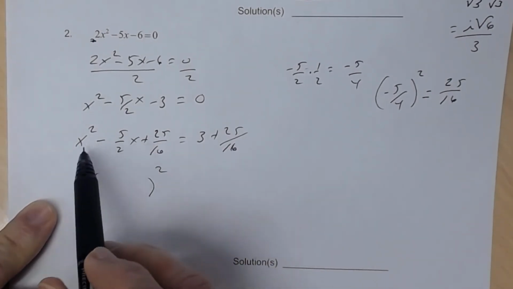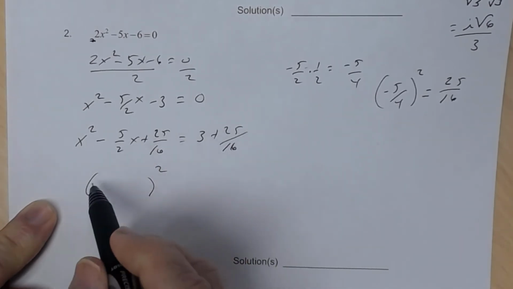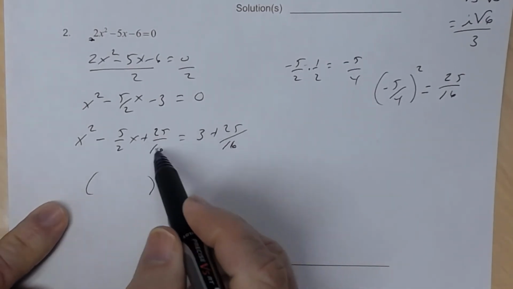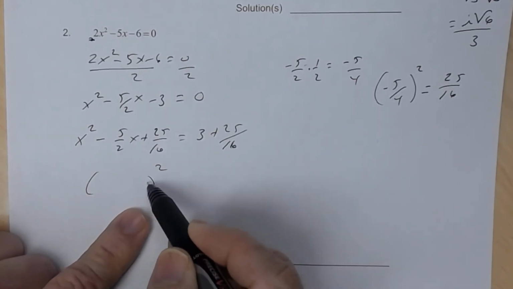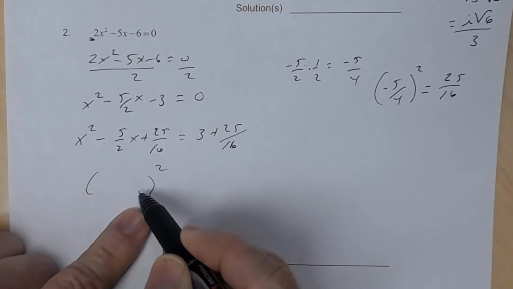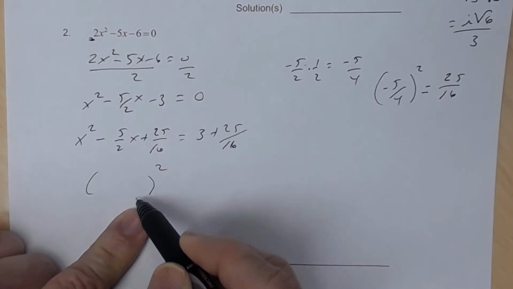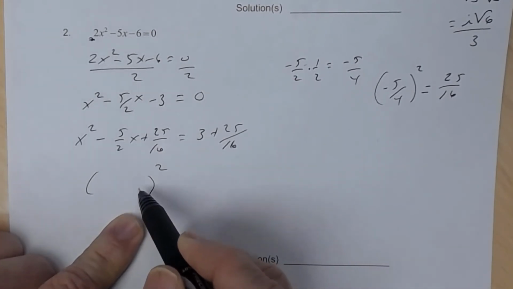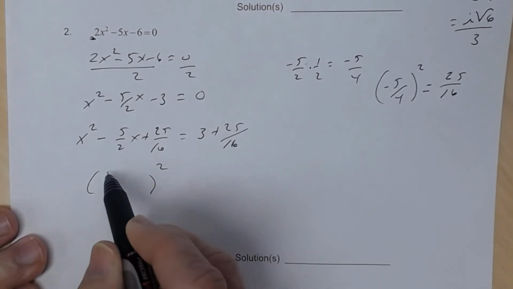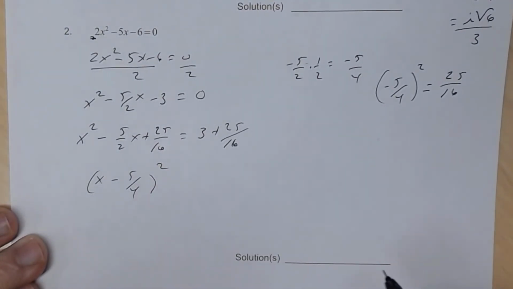Now, some students have difficulty with these fractions, how to rewrite this. Just remember, when I write this as a binomial squared, this term right here is being multiplied by itself, and it needs to be 25/16. Well, if you think about it, 5 fourths times 5 fourths is 25/16. So that needs to be a 5 fourths here. And then the sign's negative. So basically, you're going to get x minus 5 fourths squared.